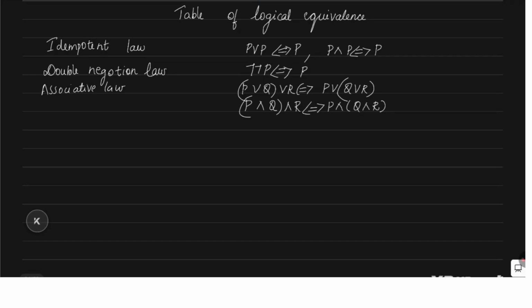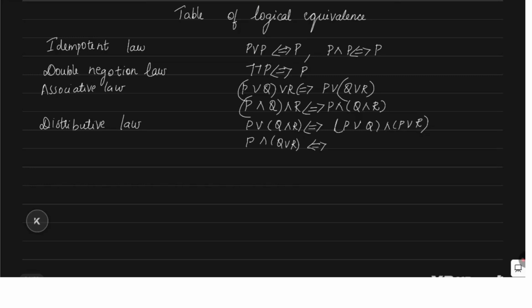Next one is the distributive law. According to the distributive law, P or (Q and R) is logically equivalent to (P or Q) and (P or R). And P and (Q or R) is equivalent to (P and Q) or (P and R).